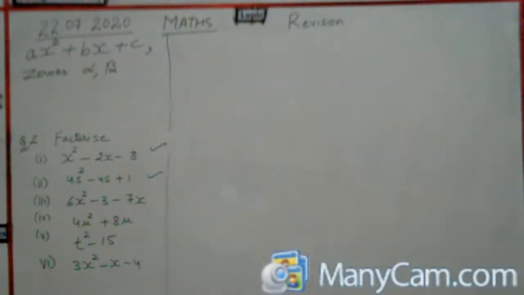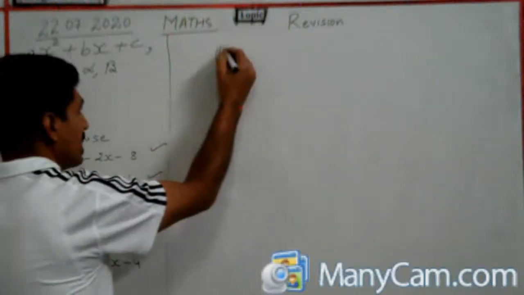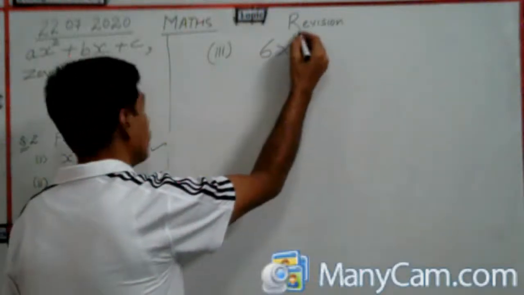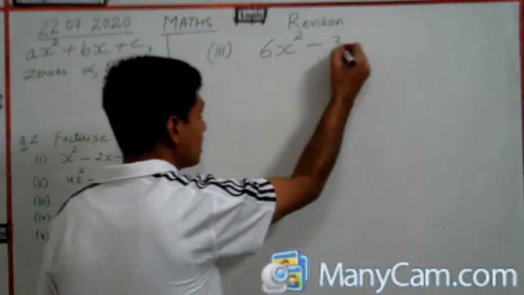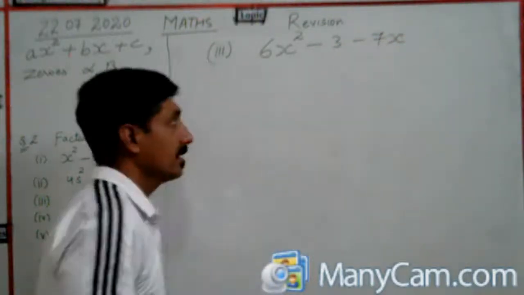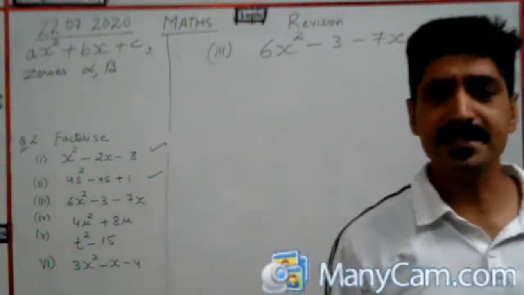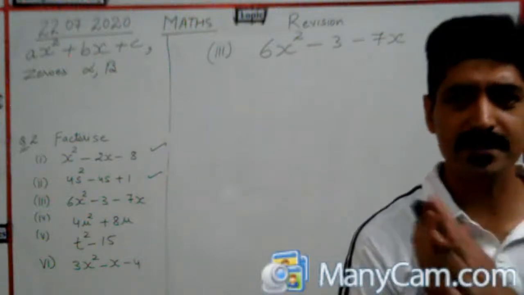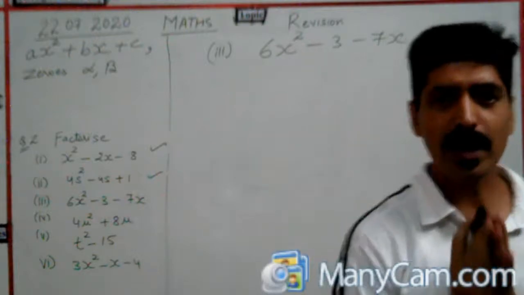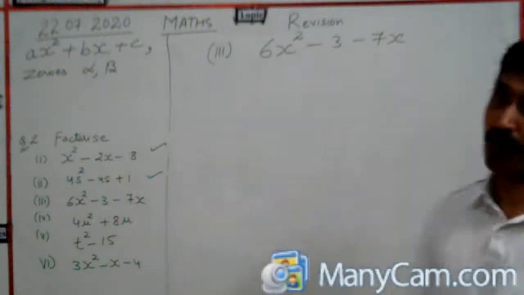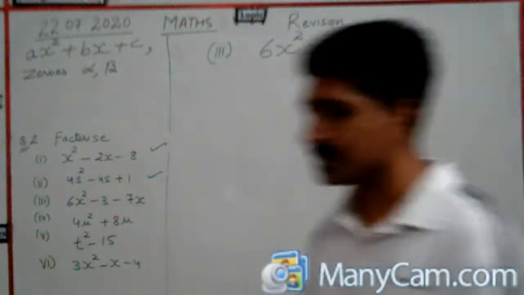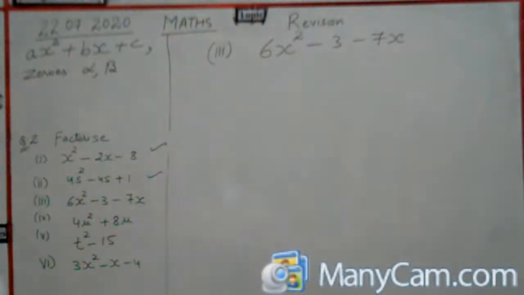Third part. In your examination, 2-3 marks, this kind of factorization is always there. Please solve it and be quick. Yes, please factorize the quadratic polynomial 6x square minus 3 minus 7x. It is an important one. Why is it important? Because this polynomial is not in the standard form. Please solve. I am not getting your responses.